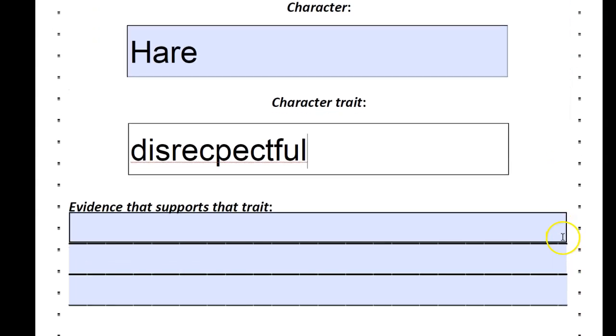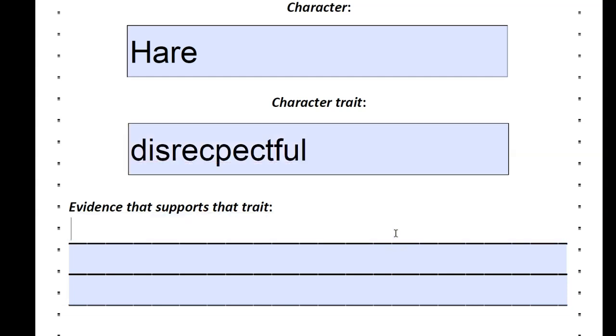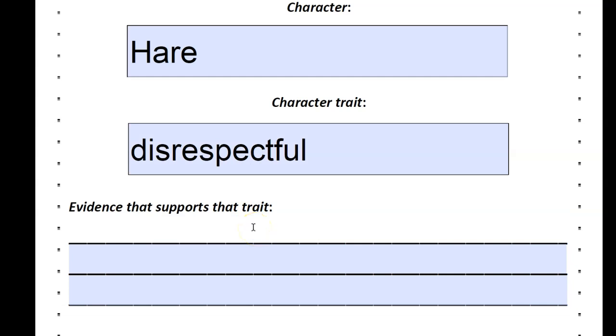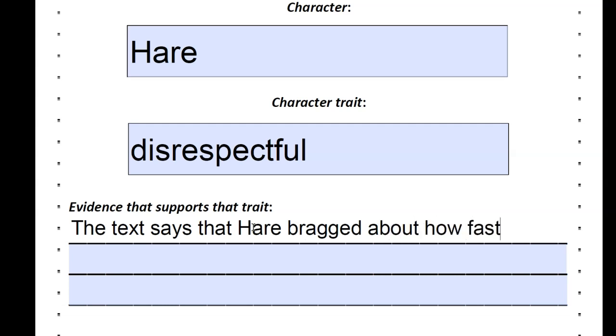Okay. It says evidence that supports the trait. Okay. So how was he disrespectful? How was he disrespectful? Aaron? Because he judged the person he was racing. Okay. Not judge, but more like, what's that word? The text says that Hare, what was he doing? Bragging. Yeah. The text says that Hare bragged about how fast he was, how fast he could run. Okay.